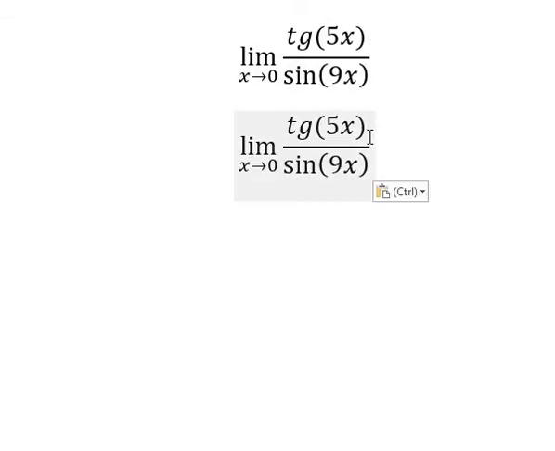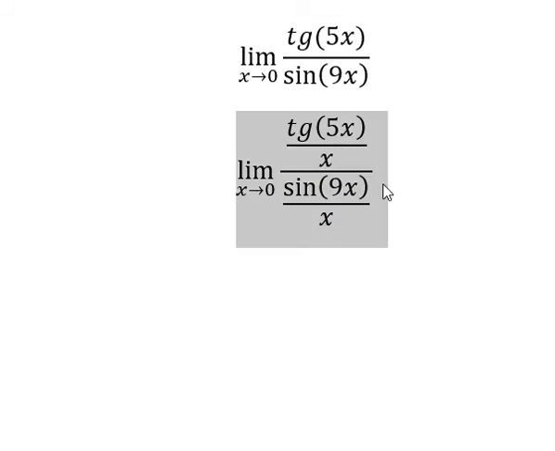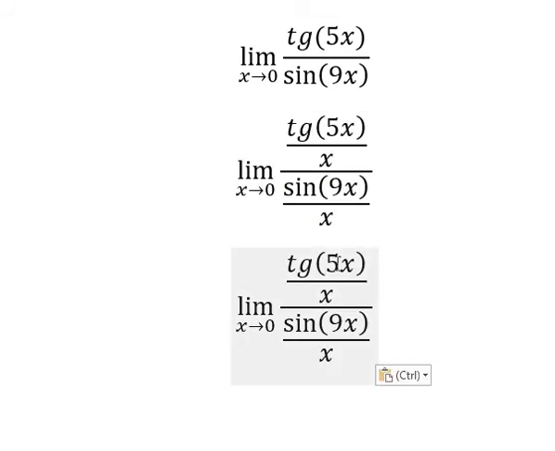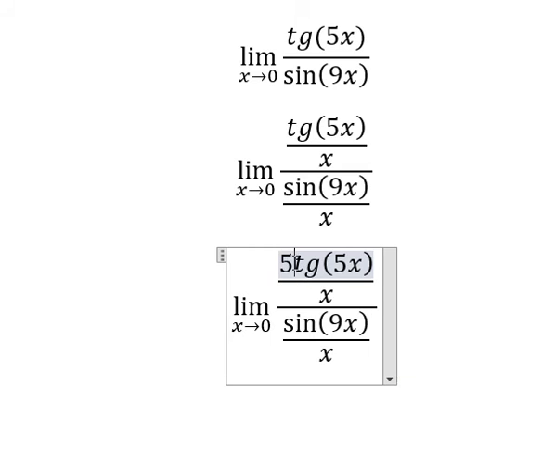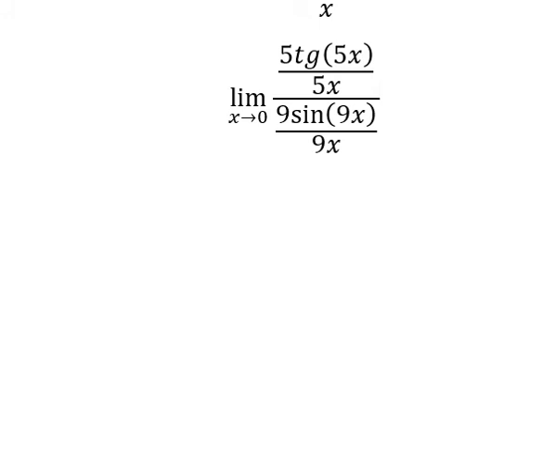We need to divide by x on numerator and denominator. Next, about this one, I will put number 5 on numerator and denominator. For this one, I will put number 9 on numerator and denominator. So, we have the formula in here.